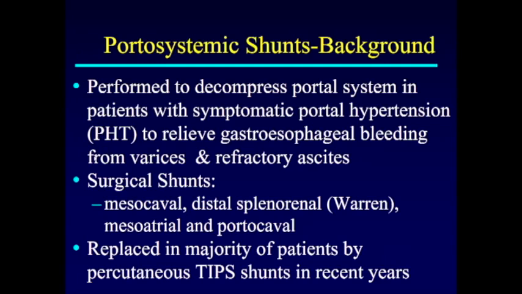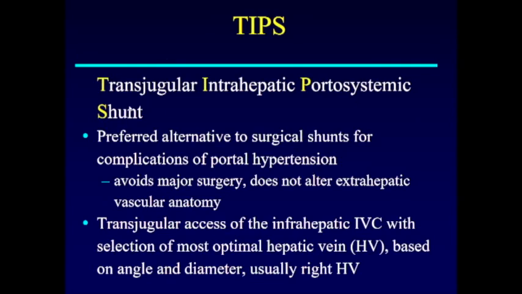Previously, we had surgical shunts, the mesoatrial shunt, the mesocaval shunt, the portocaval shunt, and the distal splenorenal or Warren shunt. These have been replaced in the vast majority of patients by percutaneous TIPS shunt in the last 2 decades. So transjugular intrahepatic portosystemic shunts are now the preferred alternative to surgical shunts for complications of portal hypertension. The advantages are that TIPS shunts avoid major surgery, and they also do not alter the extrahepatic vascular anatomy.